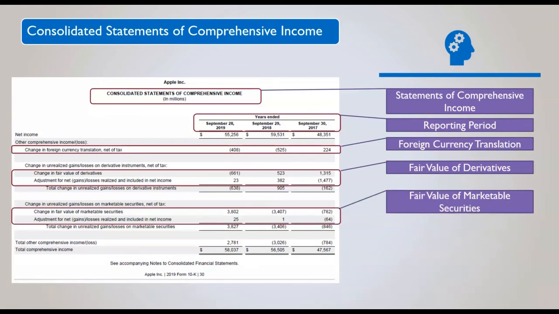The next part we see is the fair value of marketable securities. Here we can see that Apple had $3.8 billion as a gain as a result of the changes in the fair value of its investment in these securities. Overall, we can see total comprehensive income was $58 billion for September 28, 2019.